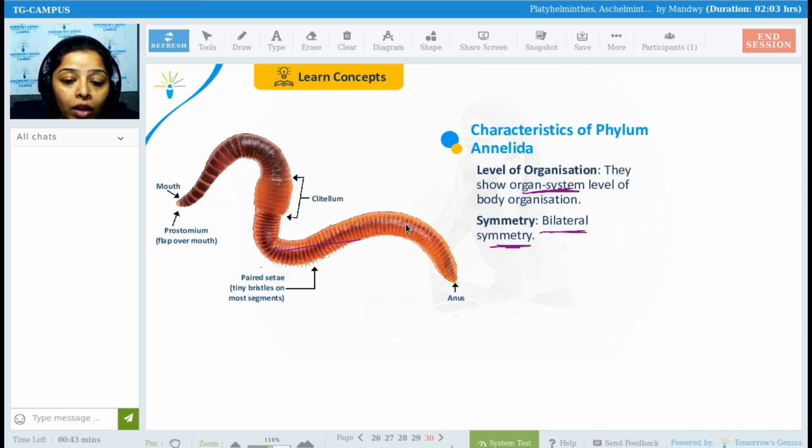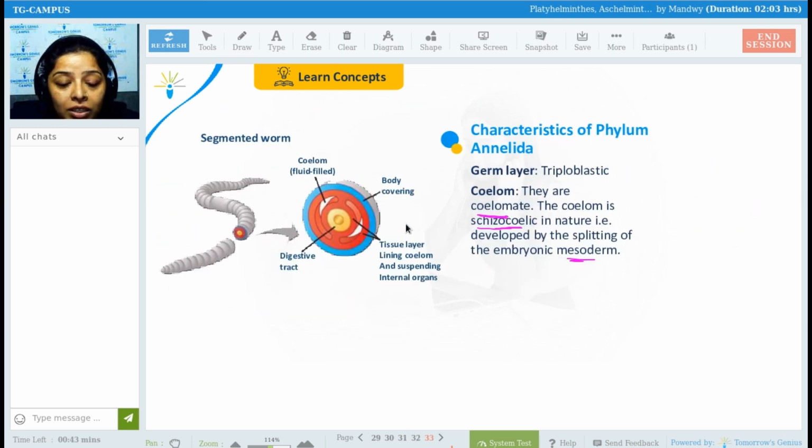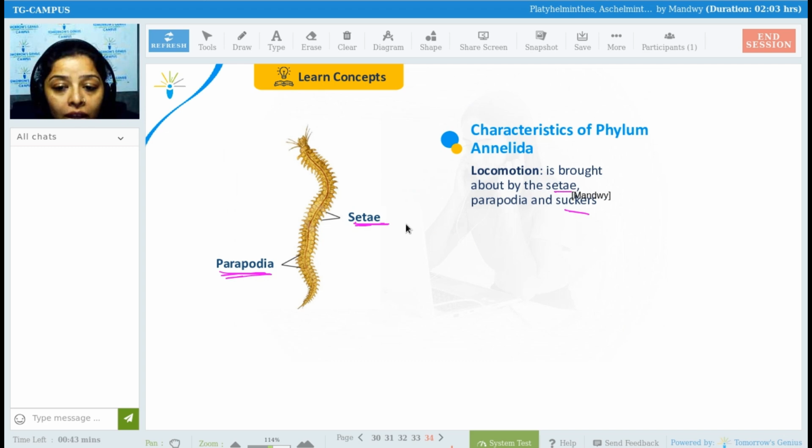Clear? So what are the locomotory appendages? Parapodia, setae, and suckers. Clear?